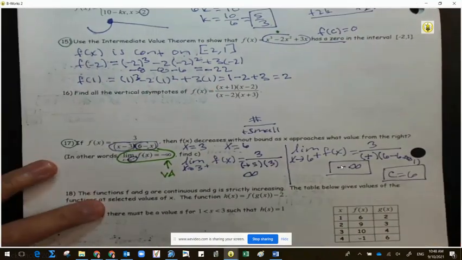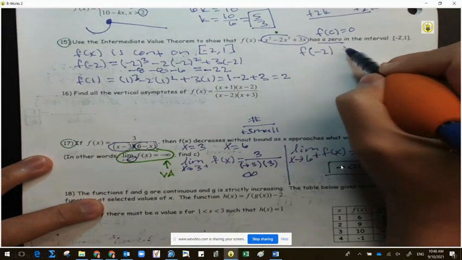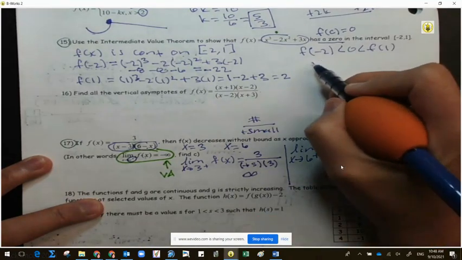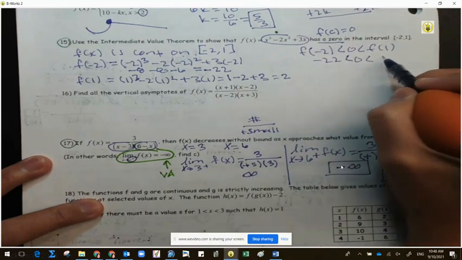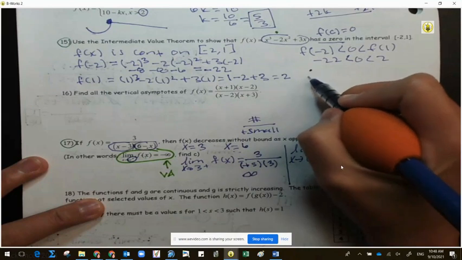Yeah. I see some of you guys not writing, and that's not cool. So f of -2 is less than 0, less than f of 1. And then specifically plug in the values that we got: -22 is less than 0, less than 2. And then we're going to go ahead and use that little symbol.